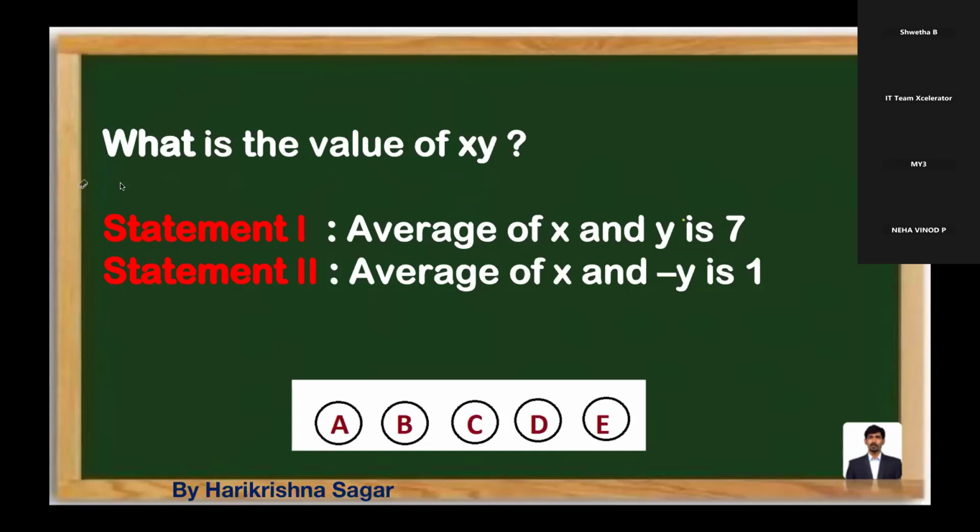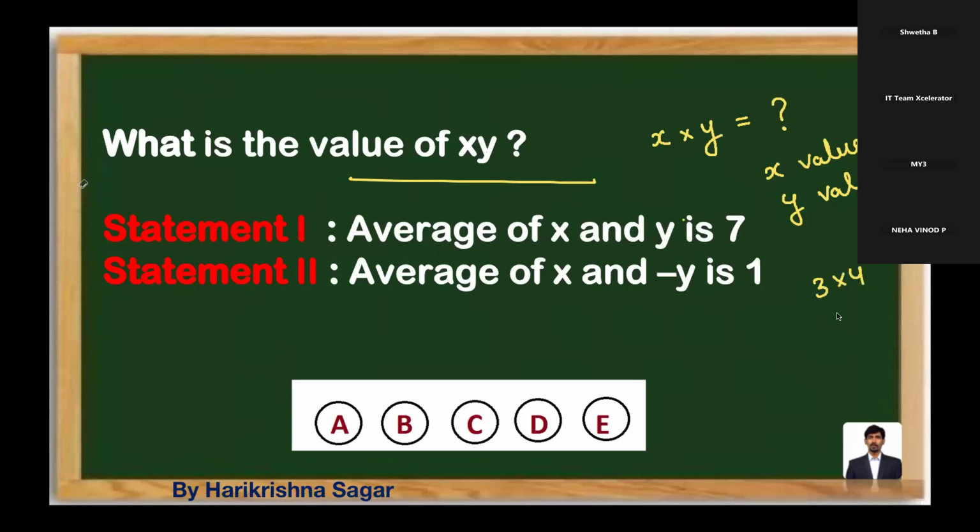What is the value of xy? This is my question. That means x into y they need. So to find out xy, we need the value of x and we need the value of y. For example, if x value is 3 and y value is 4, can you say the xy value? Yes, definitely. It is 3 into 4, 12. So read the question and observe what is required to solve it.